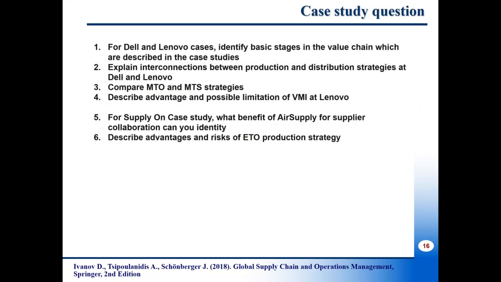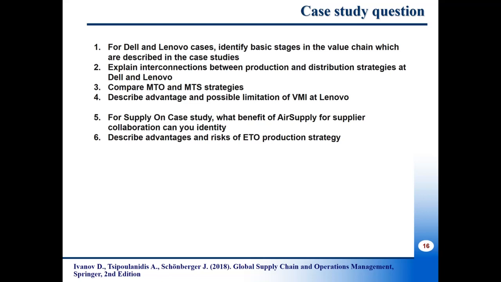Now we go back to the case study of Lenovo and Dell. For that case study, identify basic stages in the value chain which are described in the case studies, and then explain the interconnection between production and distribution strategies at Dell and Lenovo. Third question, compare MTO and MTS strategies of both cases. Fourth, describe advantages and possible limitations of VMI at Lenovo.